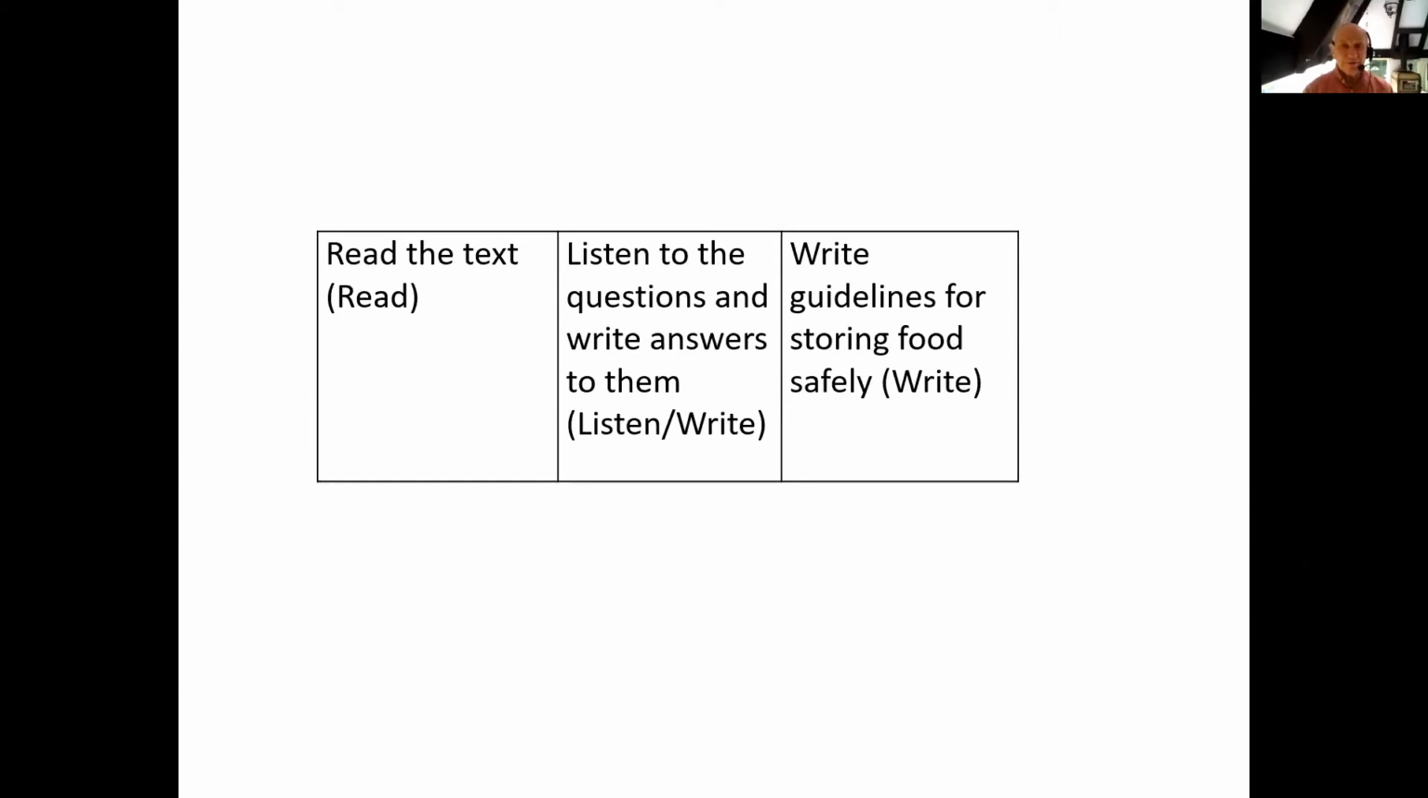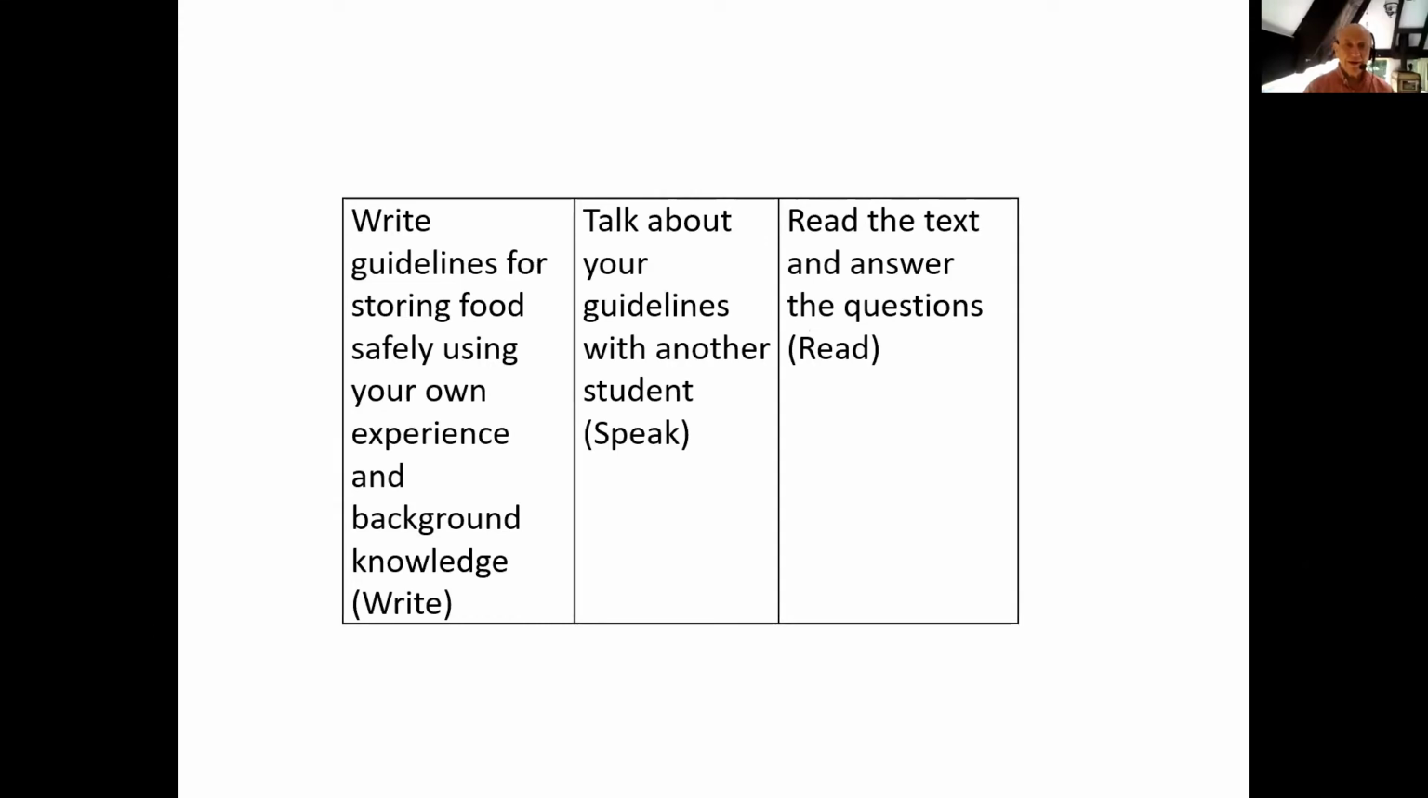Let's look at another example. In this example, we're using exactly the same text again of food storage and things like that. And the first step is that the learners draw on their own experience and background knowledge. They can do this step either individually or in pairs, depending on their level of proficiency. So their first step is to write, and they write guidelines for storing food safely. And they draw on their own experience and background knowledge to make these guidelines.